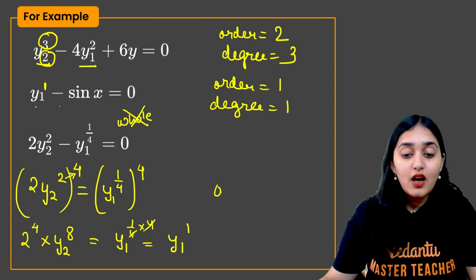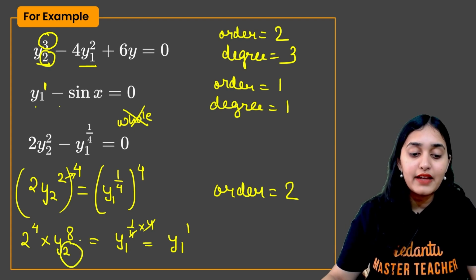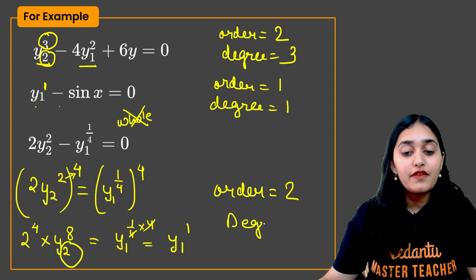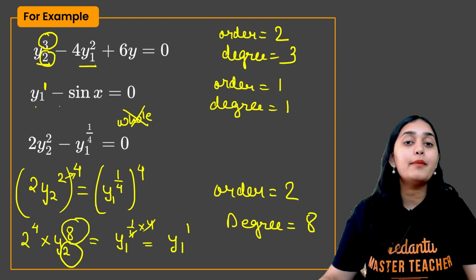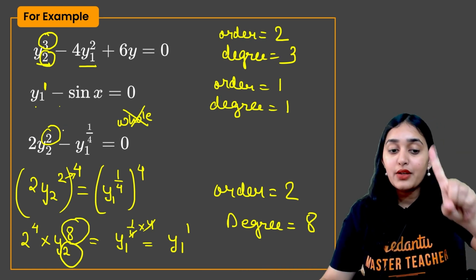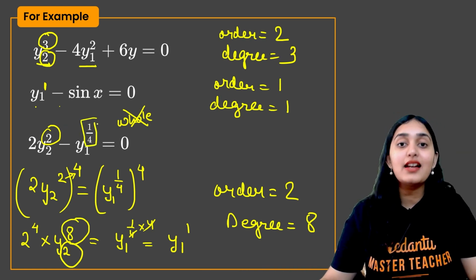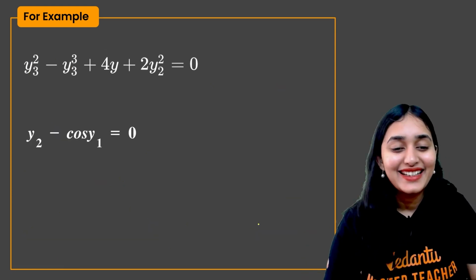Now, what is the order of this equation? It is 2, because the highest order derivative is 2. What is the degree of this equation? 8, because the power has now become 8. So don't write the degree as 2. Degree will not be 2 unless you make this a whole number. So degree will be 8. Okay.